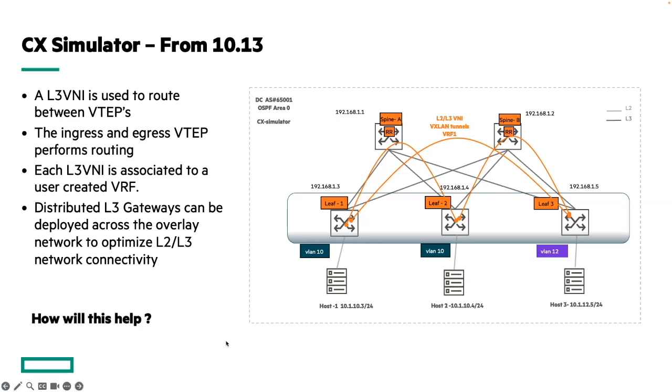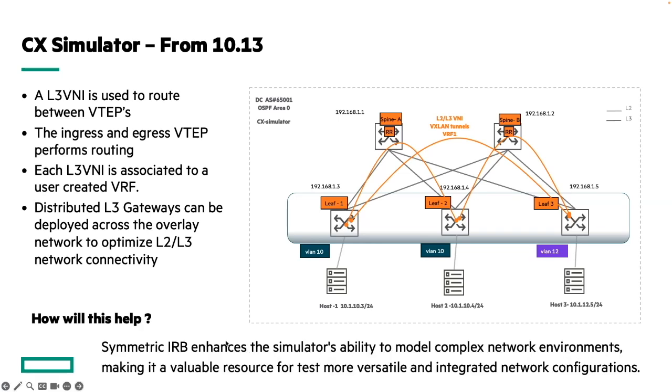So how will this help us? The significance of Symmetric IRB on the simulator is that it will help us mimic complex network environments and make it a valuable resource for testing more versatile and integrated network configurations. This will be the topology that I'll be using going forward throughout the session to refer to, and how it will work on the simulators.